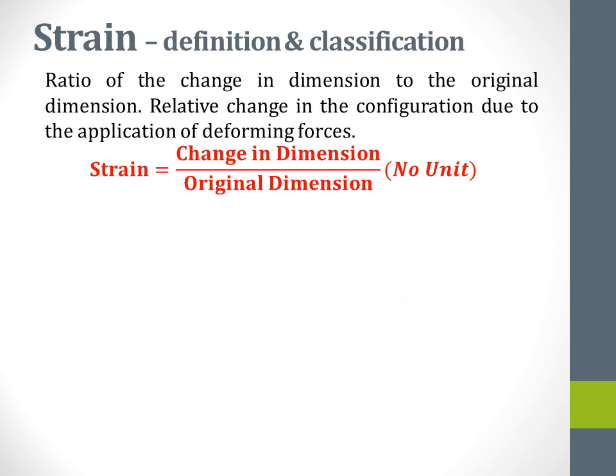Strain is the outcome of the applied stress on a body. It is defined by the ratio of the change in dimension to the original dimension. Relative change in the configuration due to the application of deforming forces is what is called as strain. Mathematically, strain is the ratio of the change in dimension to the original dimension, and since we have dimension on the numerator as well as in the denominator, strain has no unit.